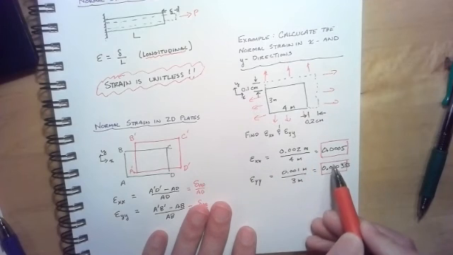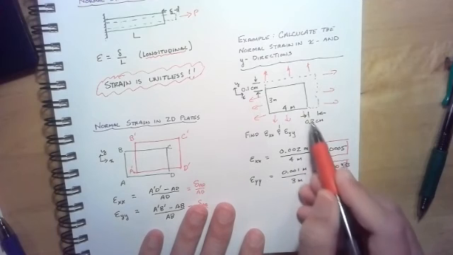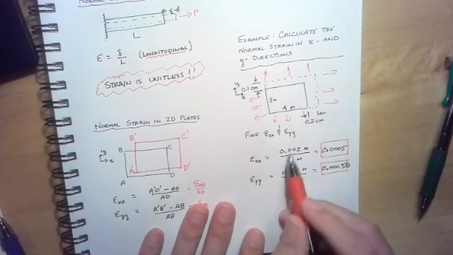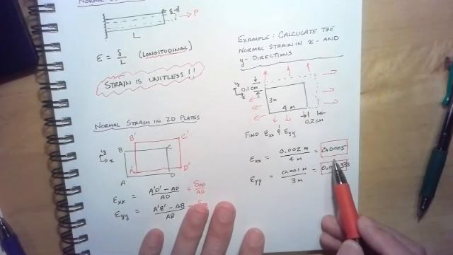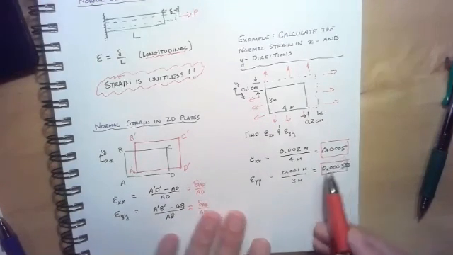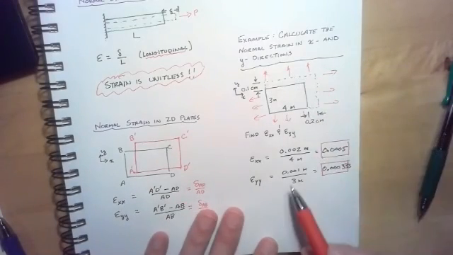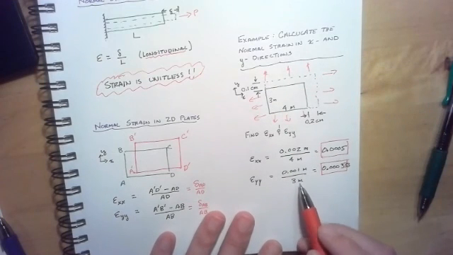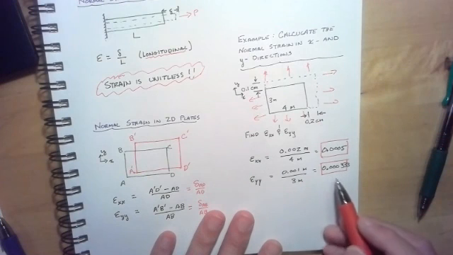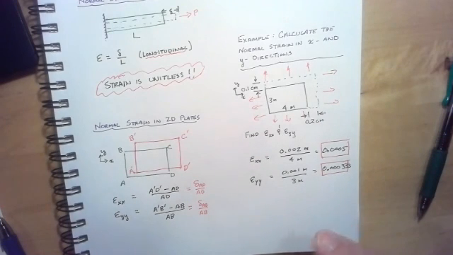So epsilon xx is 0.002 meters, the 0.2 centimeters, divided by the original length in the x direction, which was 4 meters. That gives us a strain of 0.0005. Epsilon yy would be the normal strain in the y direction, so that would be 0.1 centimeters or 0.001 meters divided by 3 meters, or 0.0003 repeating. That's our lesson on normal strain, and that's the end of lesson 3.